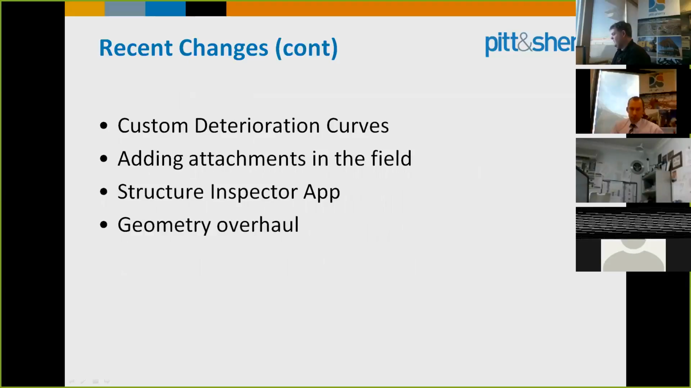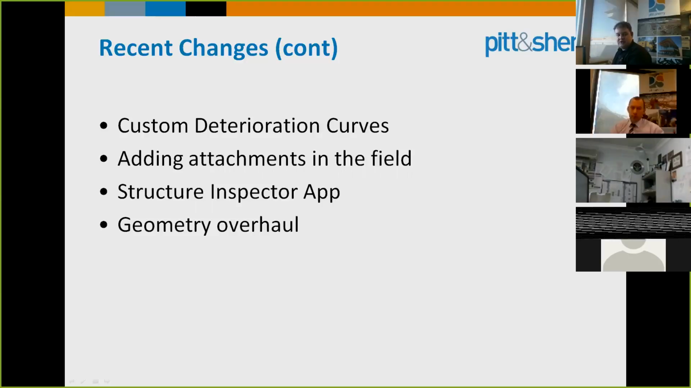We've also added the option for custom deterioration curves. Again, this is part of the predictive modelling system. We had a default curve in the system initially, but you can now define your own curves for different types of components which deteriorate in different ways. And this is an important part of expanding our predictive modelling beyond the structure assets, leading towards taking that to other types of assets. We've introduced a structure inspection app, which runs on Android.